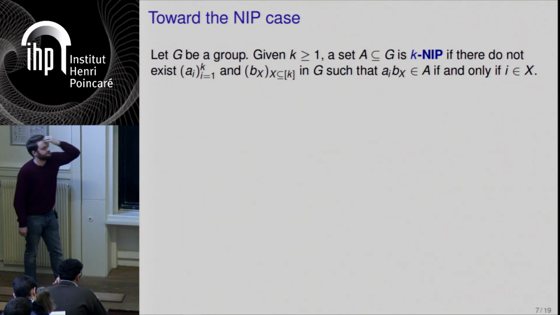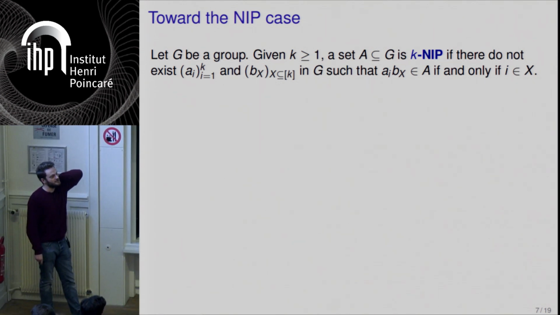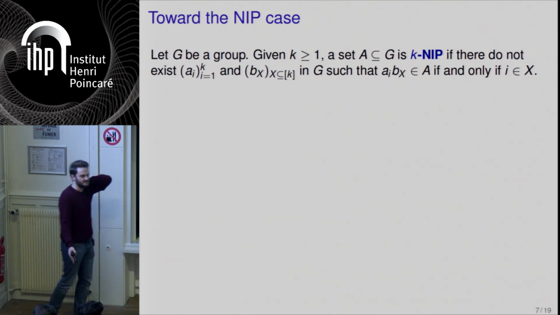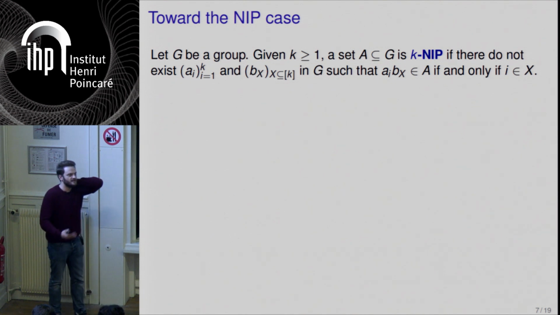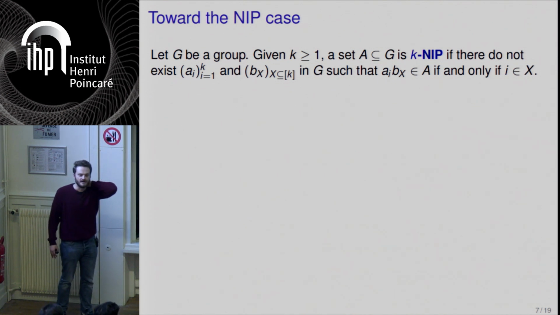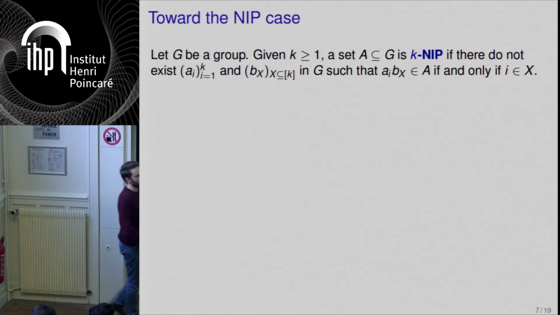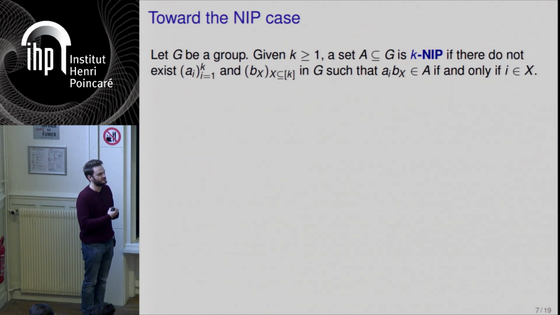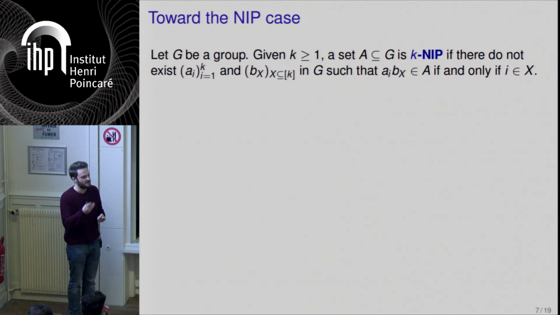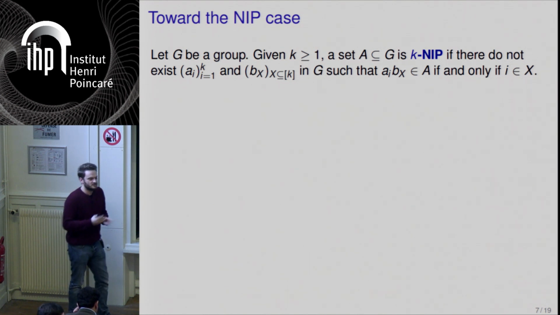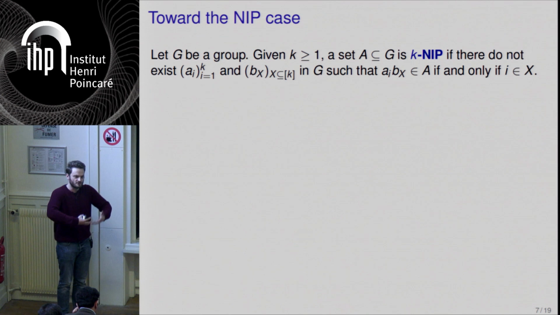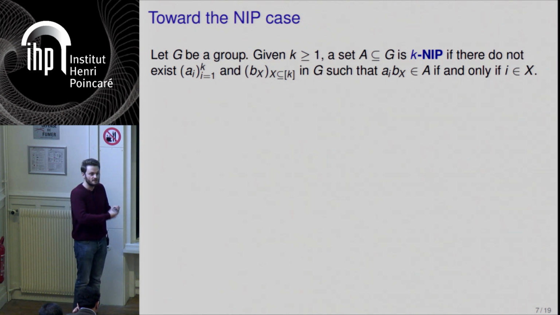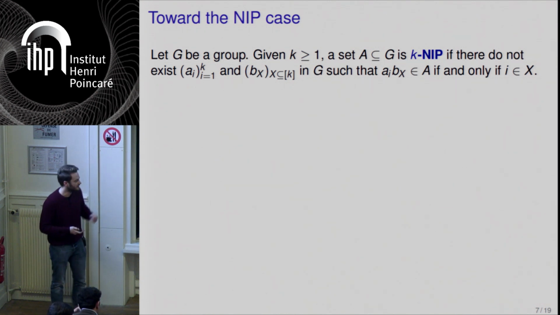So let G be a group. Given an integer k greater than or equal to 1, we say that a set A is k-NIP, an analogy to the definition of k-stable. It's k-NIP if it omits some kind of combinatorial pattern, like the stability case. But here the combinatorial pattern is a coding of arbitrary subsets of the numbers 1 through k. Specifically, I cannot find elements of the group a_1 up through a_k, and other elements b_X indexed not by 1 through k, but by subsets X of 1 through k, such that the product a_i times b_X is in the set if and only if i is in X. So now instead of coding the order or half graph configuration, I'm coding subsets of the numbers from 1 through k with this same formula.